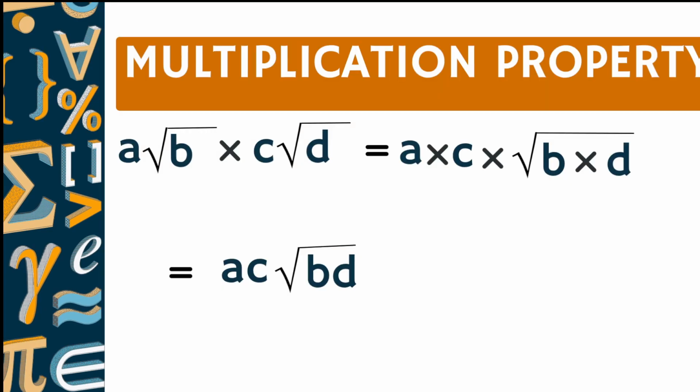The last multiplication property. So we have that if you have a multiplication of A root B, then times C root D, all you have to do is multiply the whole numbers together, and then you multiply the surds together. Let me show you how this is applied in multiplication of surds.